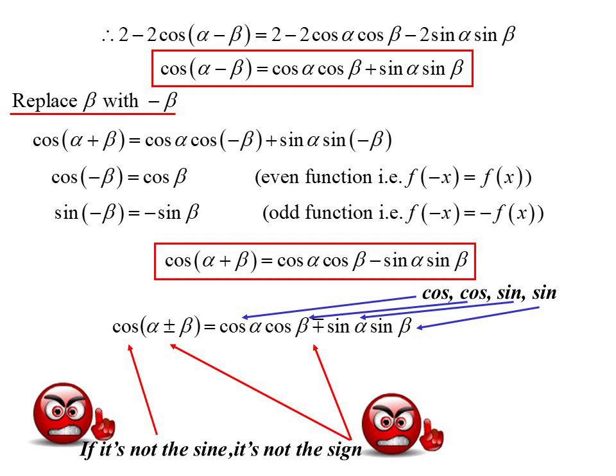So if it was plus, I change it to minus. If it's minus, I change it to plus. So in my head, that's how I remember the formula. Cos, cos, sine, sine. If it's not the sine, it's not the sine.